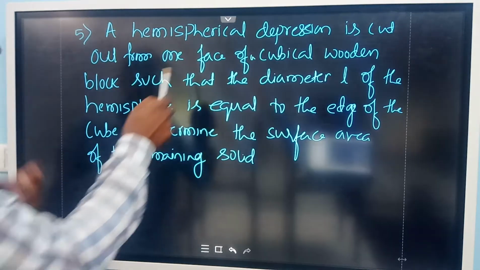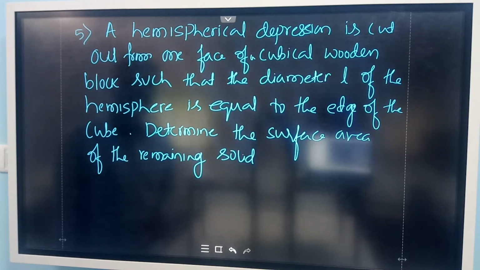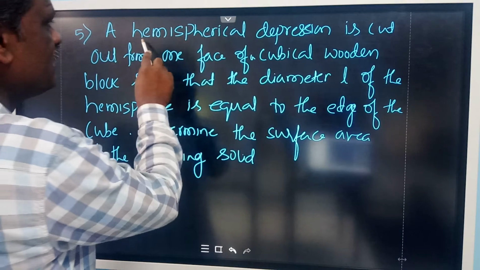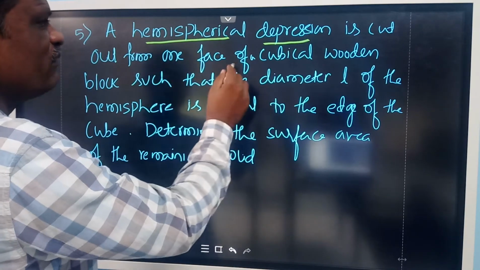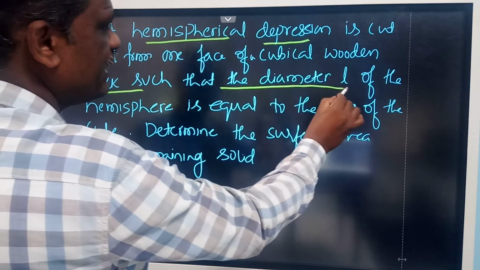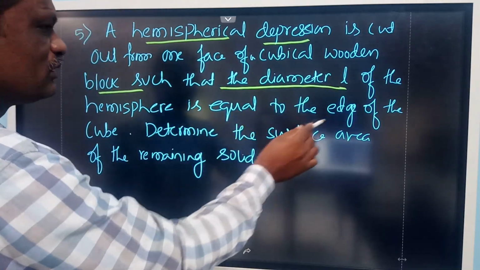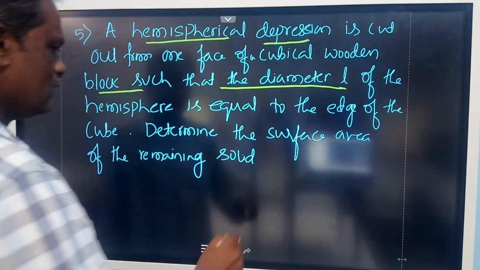A hemispherical depression is cut out from one face of a cubical wooden block such that the diameter L of the hemisphere is equal to the edge of the cube. Determine the surface area of the remaining portion.